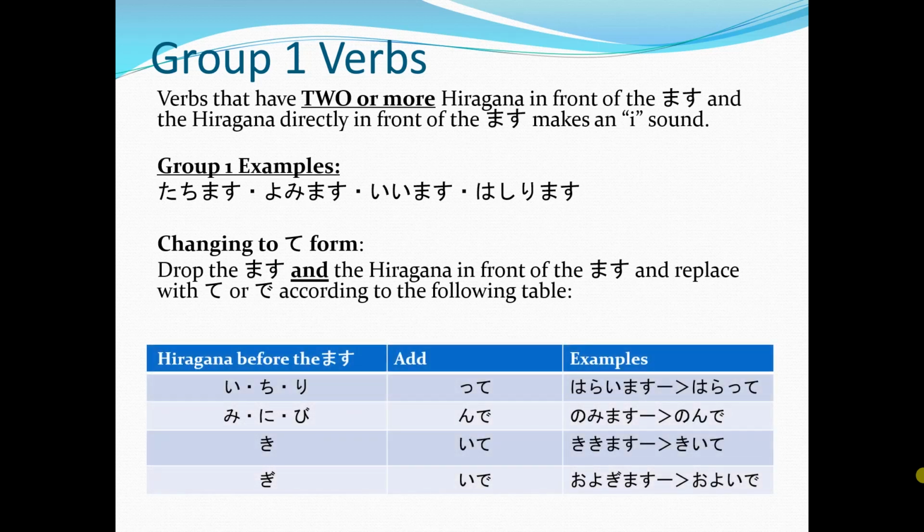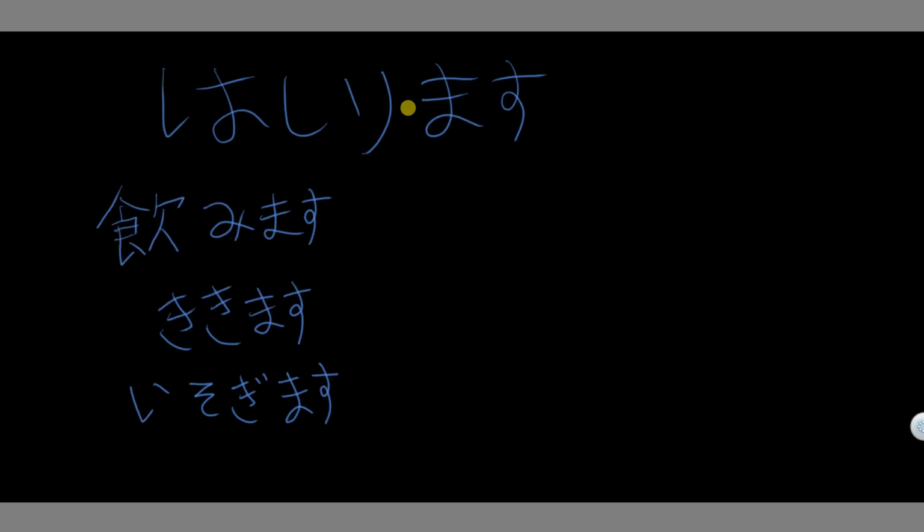If the hiragana before the mas is an i, chi, or ri, you drop all of it and add a small tsu plus a te. So haraimasu becomes harate. Mi, ni, bi, if that's before the mas, you drop all of it and you add an nde. If it's a ki in front of the mas, then you drop all of it and add an ite. If it's a gi in front of the mas, then you drop the gi and the mas and you add ide. So have a look at the examples, but we're going to go through some.